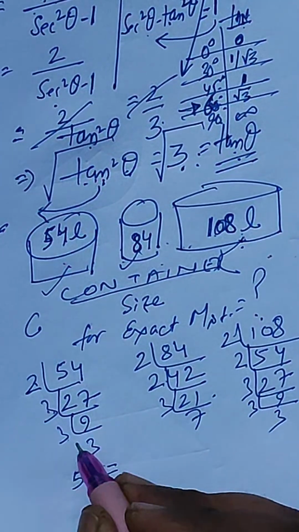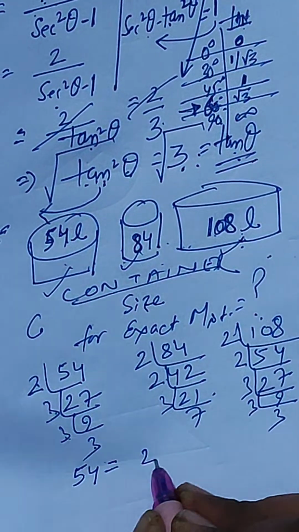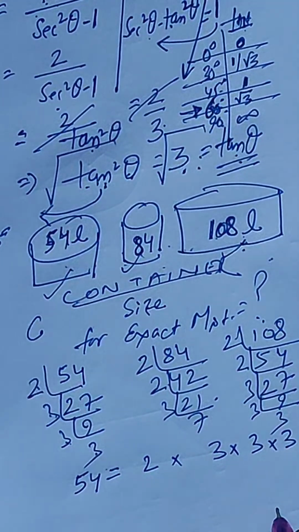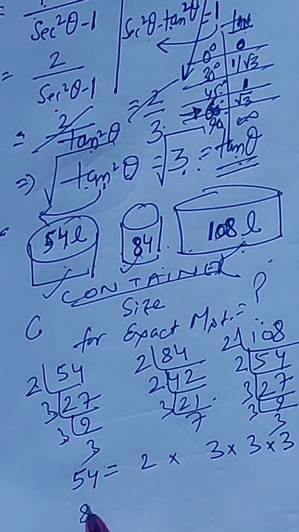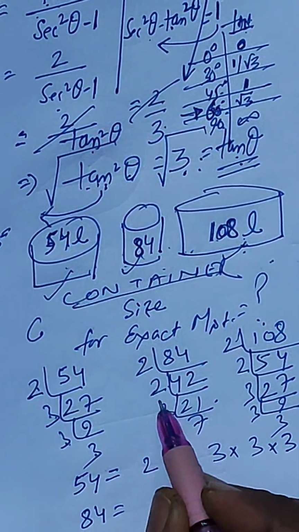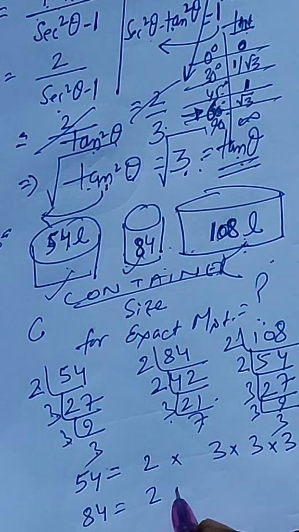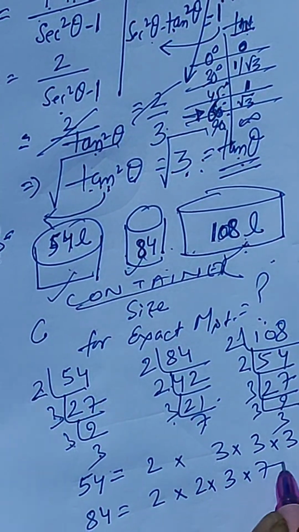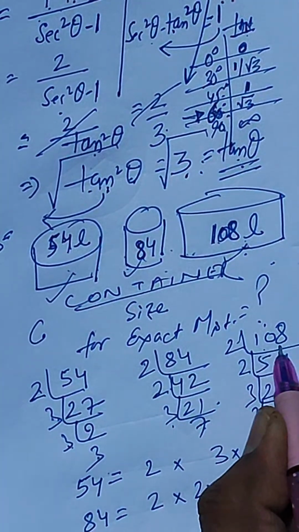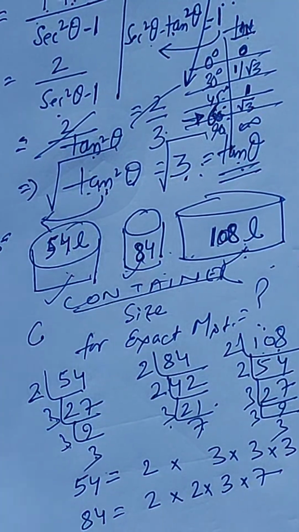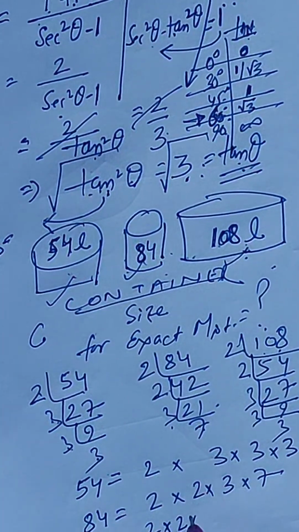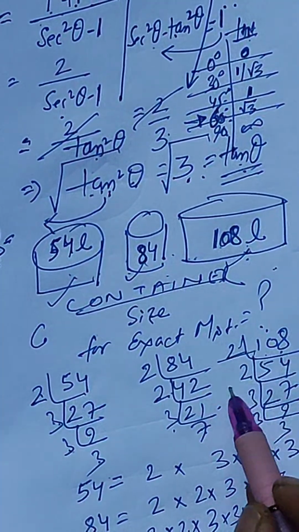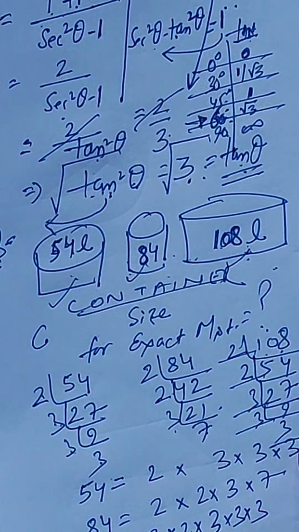You know the steps of HCF, you just simply write the factors of 54 as 2, 3, 3, 3, right? Simply arrange it over here, 2 into 3 into 3 into 3. If you see the factors of 84, you can write it as 2, 2, 3, 7. So 2 into 2 into 3 into 7. And if you write the factors of 108, it will be 2 into 2 into 3 into 3 into 3, right?